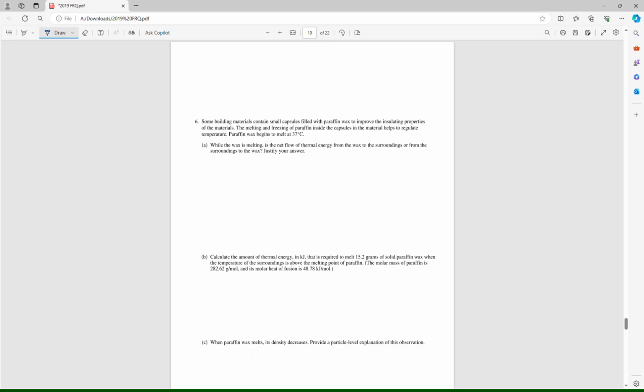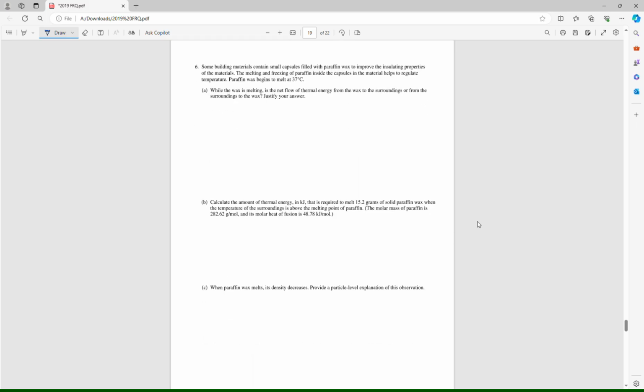6. Some building materials contain small capsules filled with paraffin. While the wax is melting, is the net flow of thermal energy from the wax to the surroundings or from the surroundings to the wax?